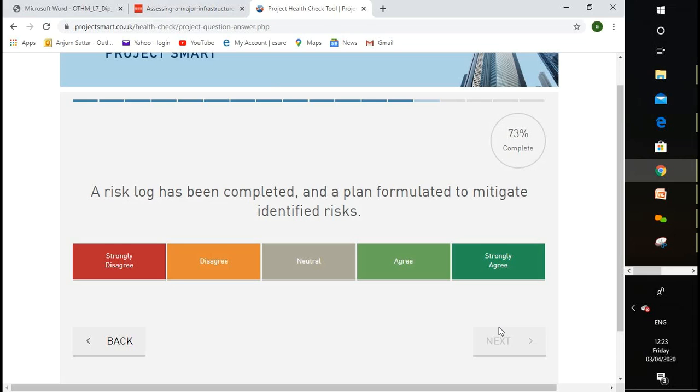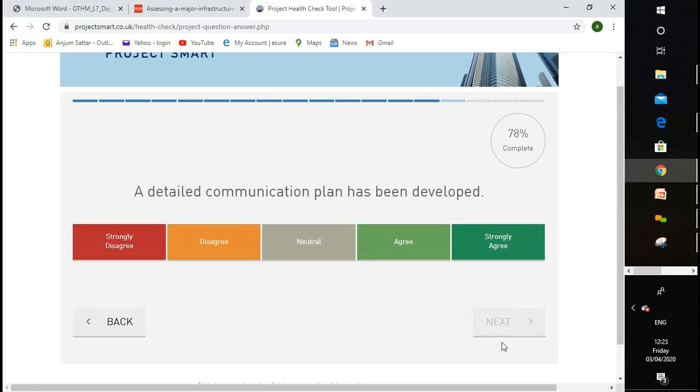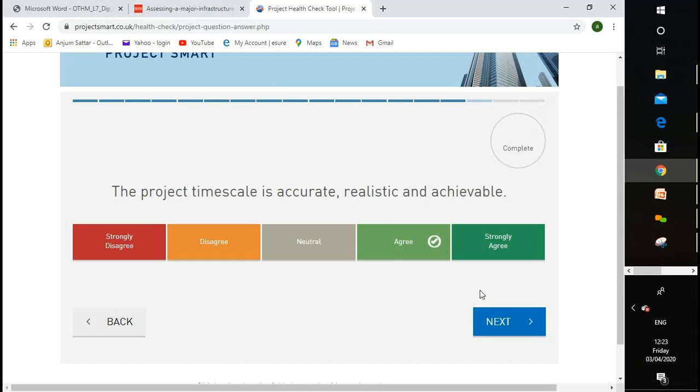Or we have some contingency plan in place. Agree? Yeah. Okay, communication plan is who is responsible for what? Agree. The project time scale is accurate, realistic and achievable. Like we discussed, SMART objective, yes?